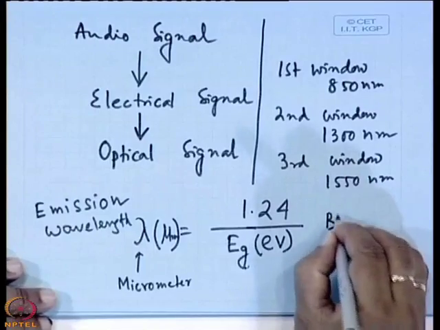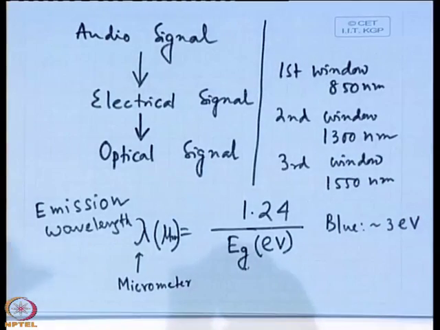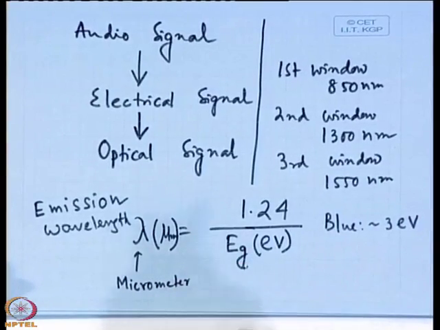It is around 2.89, around 3. In our discussion in the electronic materials class, the band gap will always be in electron volt, we do not use any other unit. So, for blue we find that it is around 3 electron volt, right. What is the emission of silicon? What is the band gap of silicon?